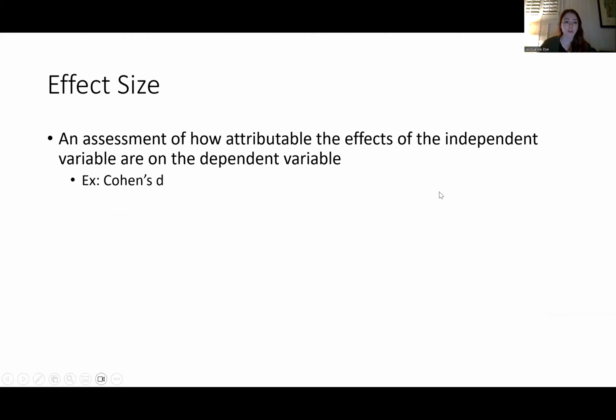So effect size. Effect size is basically an assessment of how attributable the effects of the independent variable are on the dependent variable. And you'll see among research articles that you look at a common statistical test for effect size is the Cohen's d, or just d, a d value.